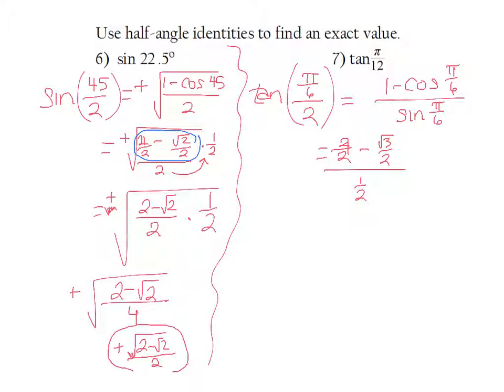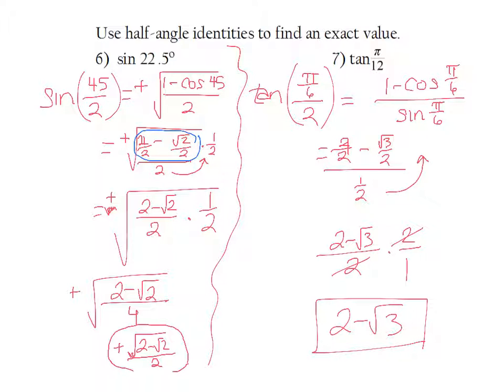I'm going to do a couple things here. I'm going to merge that numerator and I'm going to bring my 1/2 up and multiply by the reciprocal. I end up with a 2 minus root 3 over my common denominator of 2 multiplied by the reciprocal, which is 2 over 1. How nice is that? Final answer, 2 minus root 3. And that's the exact value of the tangent of a pi over 12 angle.